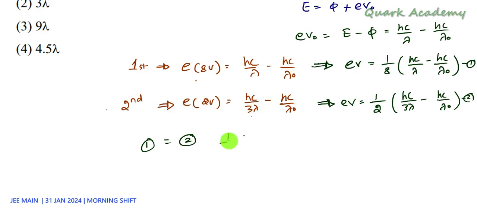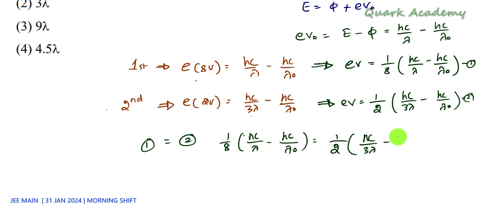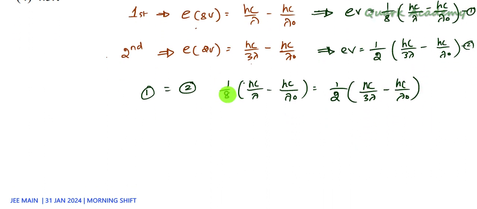Let me write here 1 by 8 into hc by lambda minus hc by lambda 0, which is equal to 1 by 2 into hc by 3 lambda minus hc by lambda 0. So this will become 4. We can cancel the hc terms. So we are left with 1 by 4 lambda minus 1 by 4 lambda 0, which is equal to 1 by 3 lambda minus 1 by lambda 0.